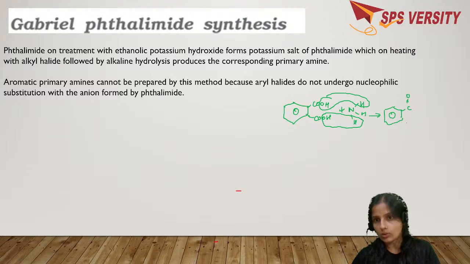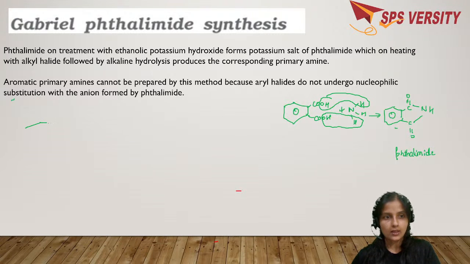C double bond O, C double bond O, NH. This is called phthalimide. So the starting material for the synthesis is phthalimide. We'll start with the phthalimide in the beginning. The phthalimide, C double bond O, NH, is treated with potassium hydroxide, that's ethanolic KOH. Then a water molecule is eliminated like this.